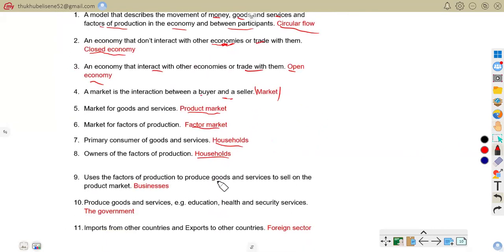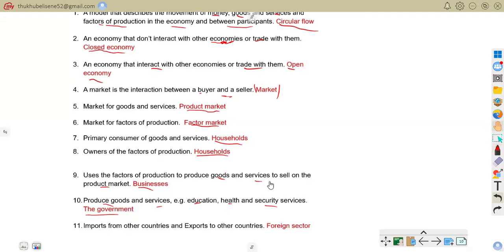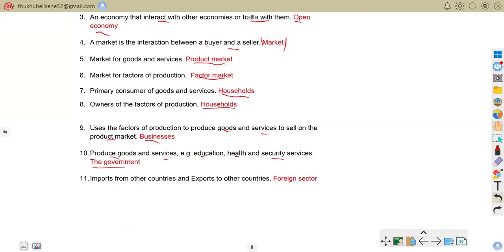Uses the factors of production to produce goods and services to sell them on the product market. The business is the one that uses the factors of production to produce goods and services. Produces goods and services, for example education, health, security services, that is the government. Once it talks about education and health, it's the state, because you're talking about public services provided by government. Imports from other countries and exports to other countries, that is the foreign sector.